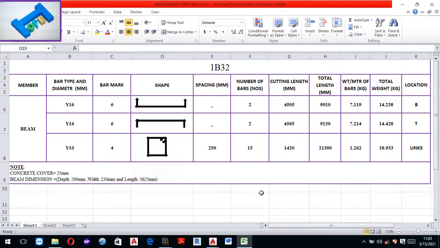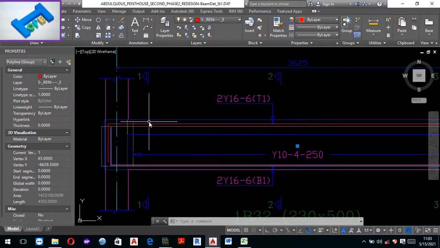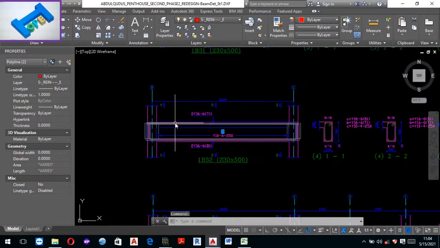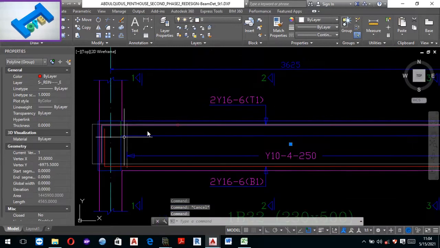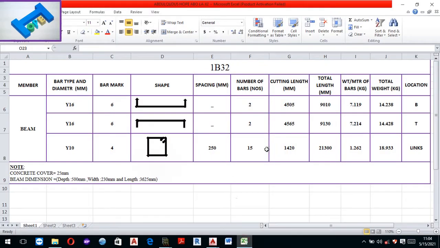Next, to that of the top bars, we have the top bars having a length of 4,565 millimeters. The same thing is applied, whereby you use D squared L over 162 to get the weight per meter of bar, and likewise to get the total length and total weight, you multiply by the number of bars to get the total weight of the bars, and therefore you get the grand total of the bars.